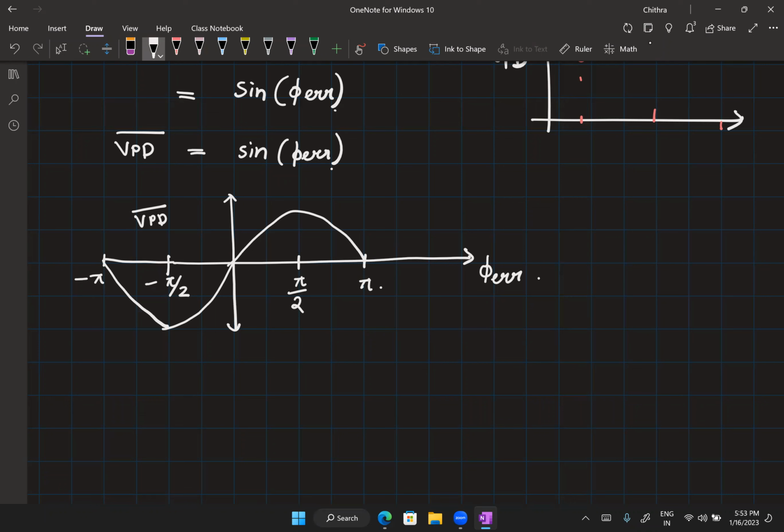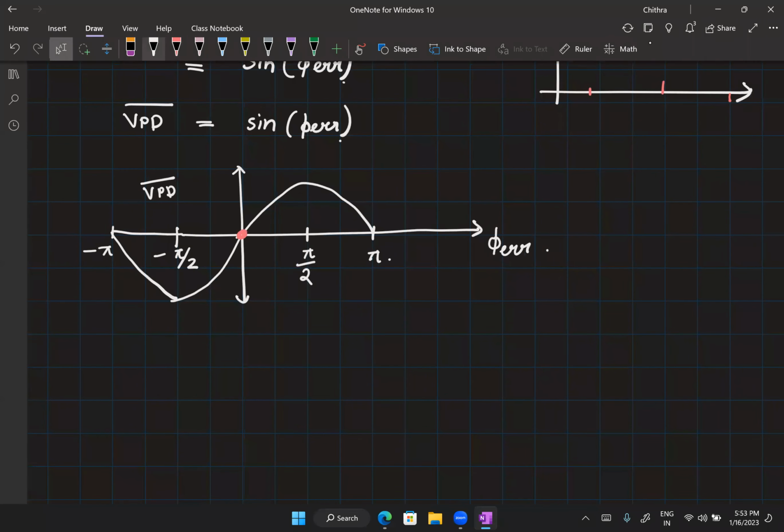So you got the characteristic like this. Now, can you tell me what the locking point is? 0, which is what we saw intuitively in the beginning as well, right? Okay. Now, what is the monotonic region that you can use?